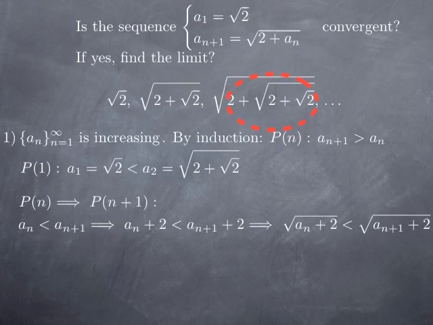Therefore, I get square root of a_n plus 2, that's a_{n+1}, is less than square root of a_{n+1} plus 2, and that's a_{n+2}. So I have the relationship at the next stage, and therefore, by induction, I have proved that my sequence is increasing.